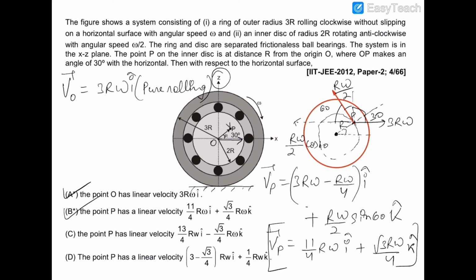Now the point P has a linear velocity of this, so it is not correct, and point P has a linear velocity of this, so it is also not correct.